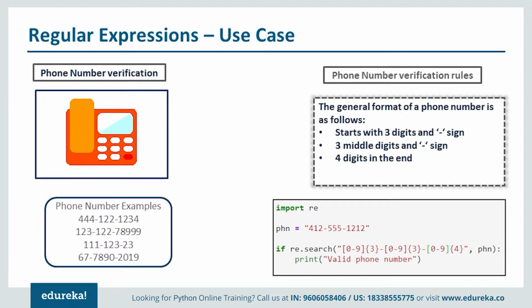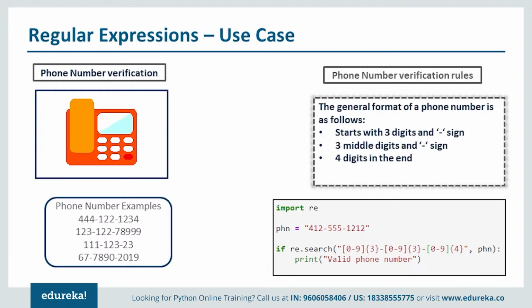We can use regular expressions for phone number verification. The phone number verification rule is that it starts with 3 digits, then a hyphen, then again 3 digits, then again a hyphen, and the last part has 4 digits. So we build the regular expression in such a way. You can see that we are using the range 0 to 9, so numbers can be 0 to 9.